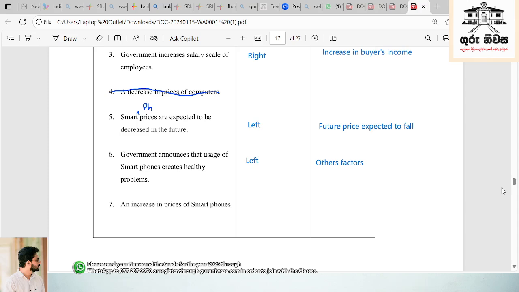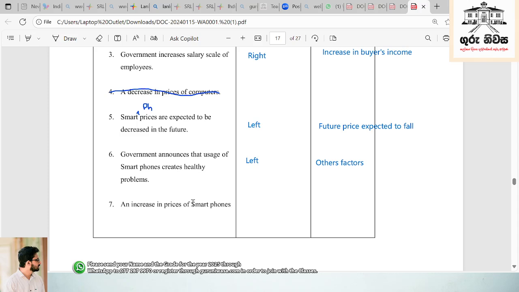I told you this demand curve shifts to the left side or right side in the second category, change in demand. Change in demand is caused by other factors affecting demand, not the price of the product. What is our concern product here? Smartphones.